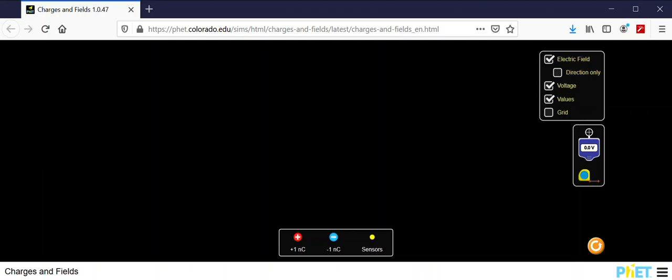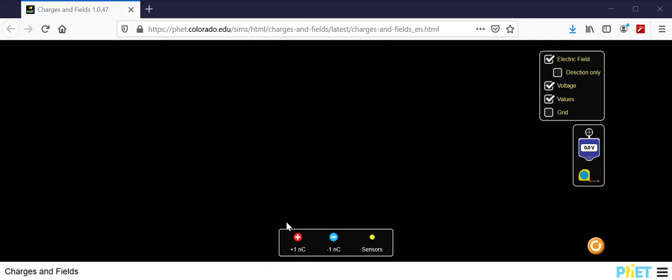Hello everyone. As promised, I'm going to show you how the electrical potential simulation works. As I go along, I'm going to read the instructions from the Word file that I've posted on Blackboard. So the first thing we have to do is to explore by placing a 1 nanocoulomb positive point charge in the middle of the screen.